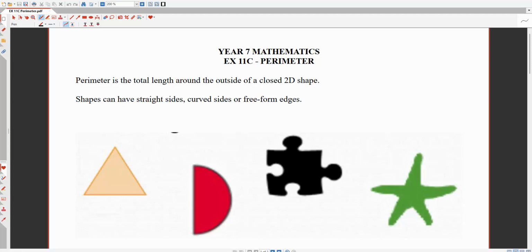Hi, year sevens. While I'm at the netball, what you're going to be working through is perimeter. You would have done some of this at primary school, and I could clearly see in your pre-test that a lot of you were very familiar with this concept.